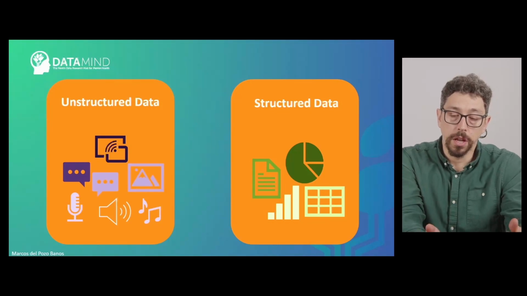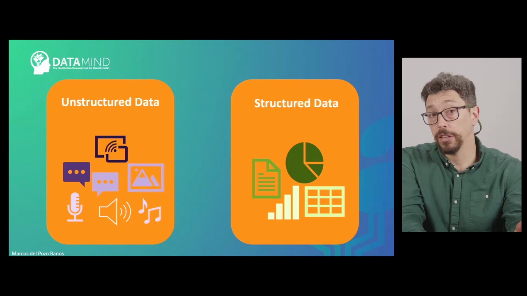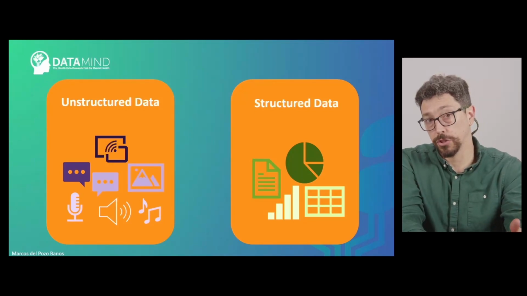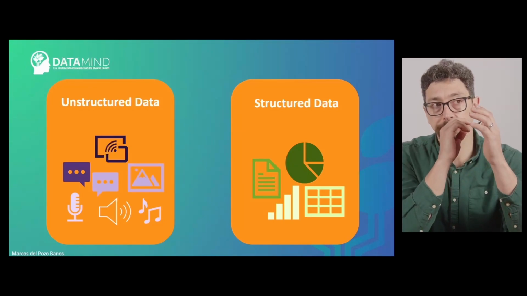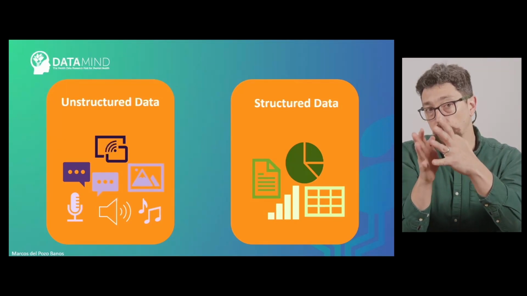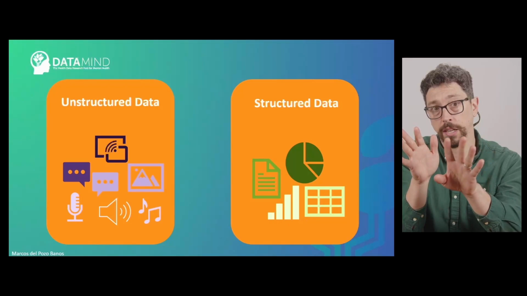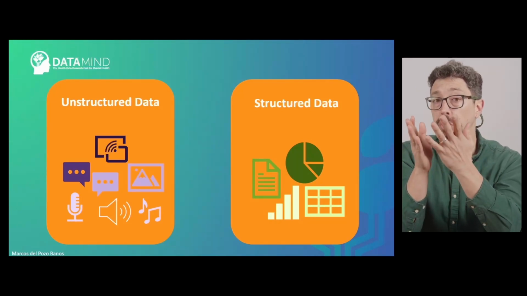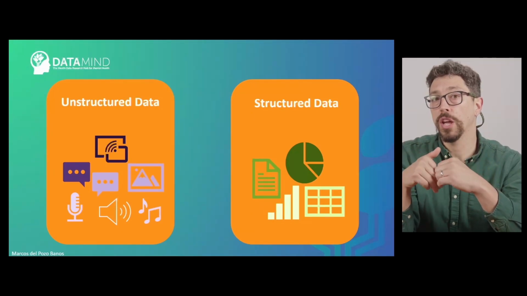Now we can classify data into two big groups, unstructured and structured data. In the unstructured data, even though the data contains the information that we're interested in, we don't know where that information is within the data. So the information is there, but we don't know where exactly, and potentially we don't know in what shape.